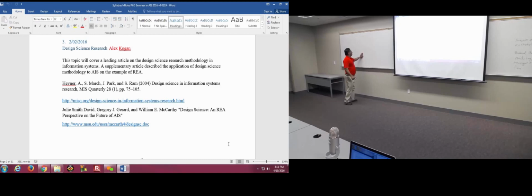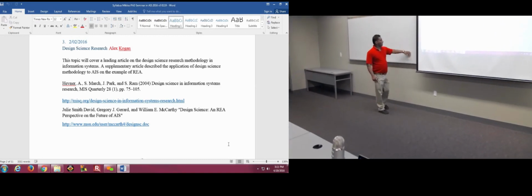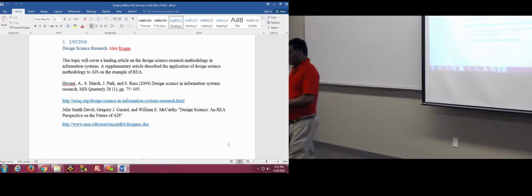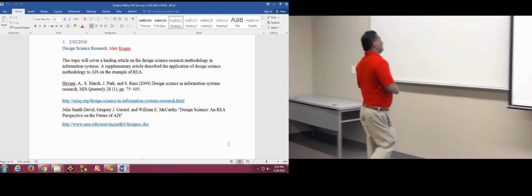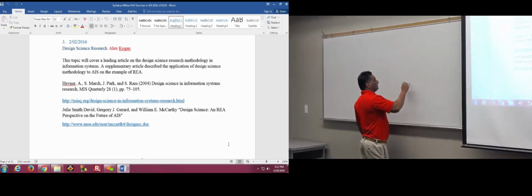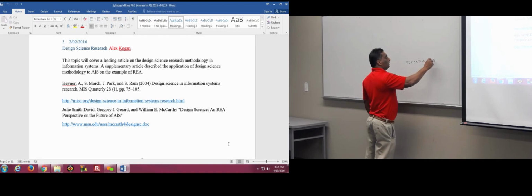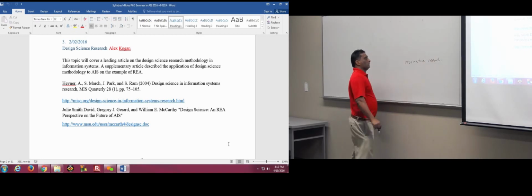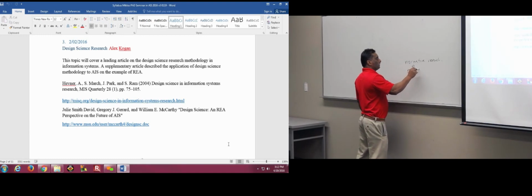And the purpose of this design science is actually quite interesting. It's important to understand why this whole field was developed. The purpose of design science is to say that it's okay to do normative research. And you may have talked about this in your other classes, this idea of normative versus positive research.